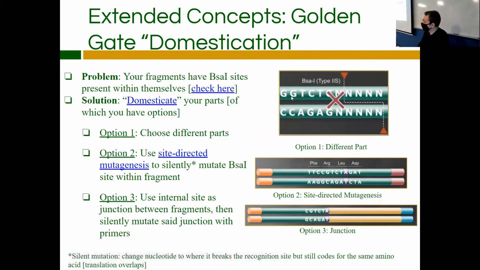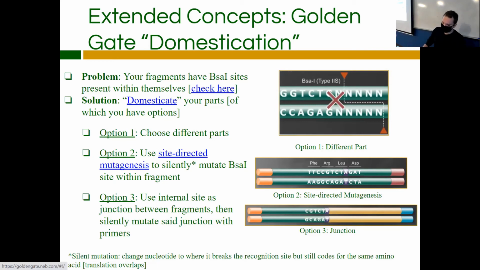To check whether or not you have these restriction enzyme sites within your fragments, I recommend using this link here. I think it brings you to NEB's page. It's just like an online calculator that they have. What you do is you insert your sequence and what enzyme you're using, and then it will tell you whether or not you need to do some sort of extra procedure, say, site-directed mutagenesis, to get rid of your BsaI site within your fragment.